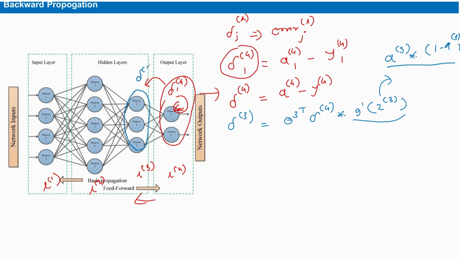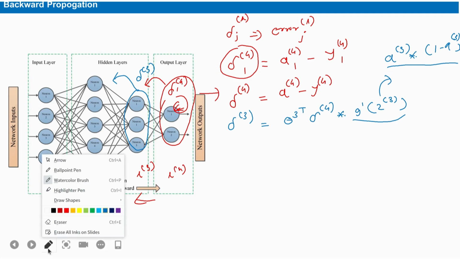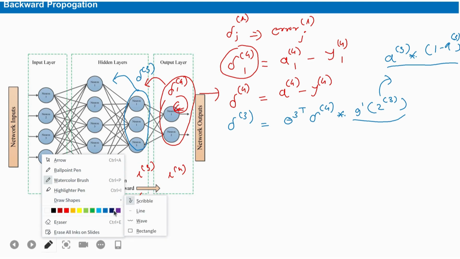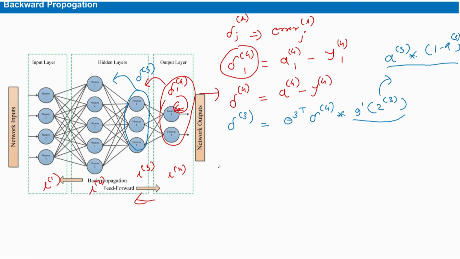Okay, then in the same way, now again we go one step back in the backward direction. We need to find out delta 2, which means the error with respect to layer 2. This is how we can find it, in the same way. All the patterns are the same.